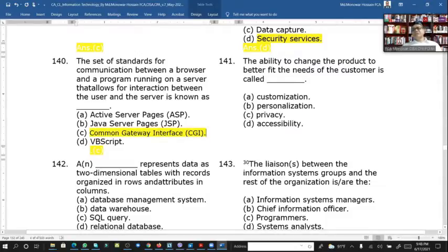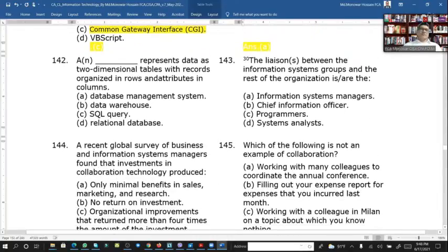The ability to change the product to better fit the needs of the customer is called what? The product can be changed. The ability of that is customization. So the ability to change the product to better fit the needs of the customer is called customization.